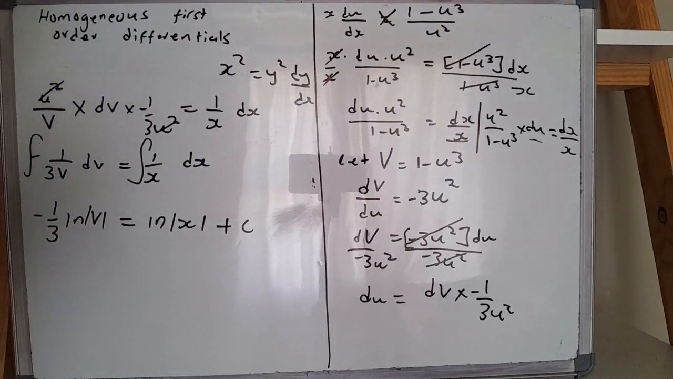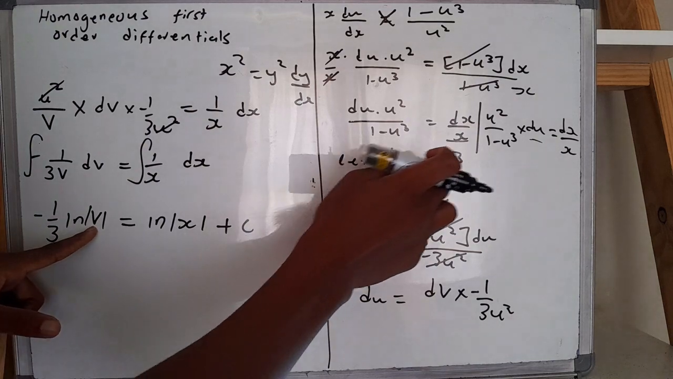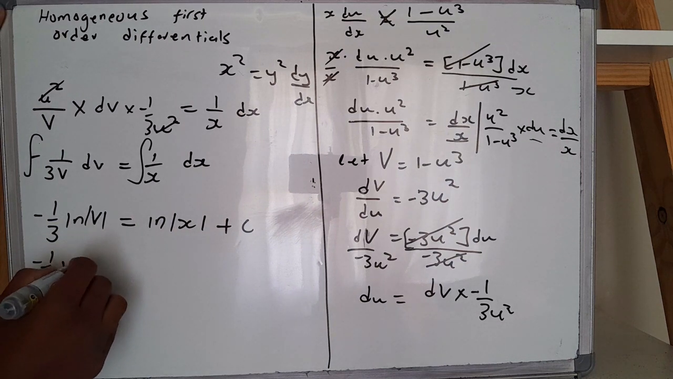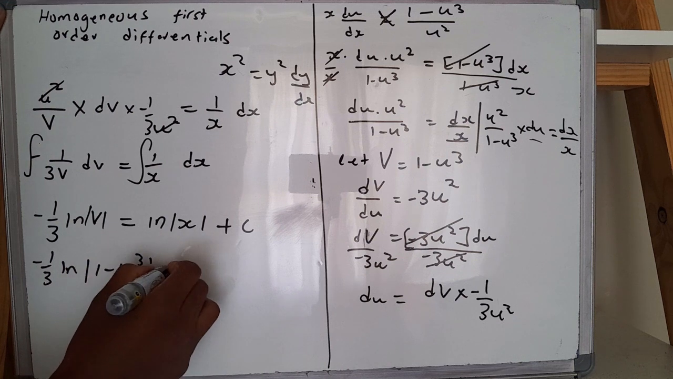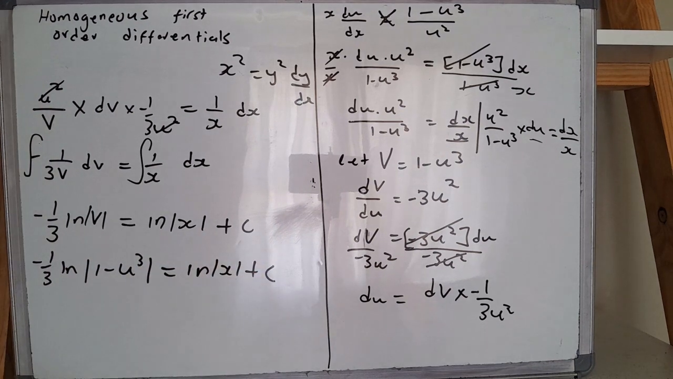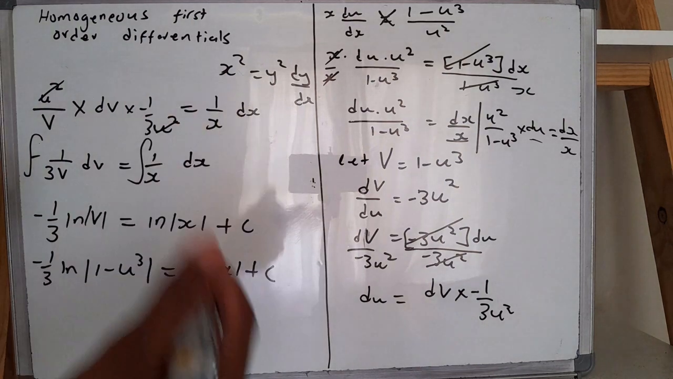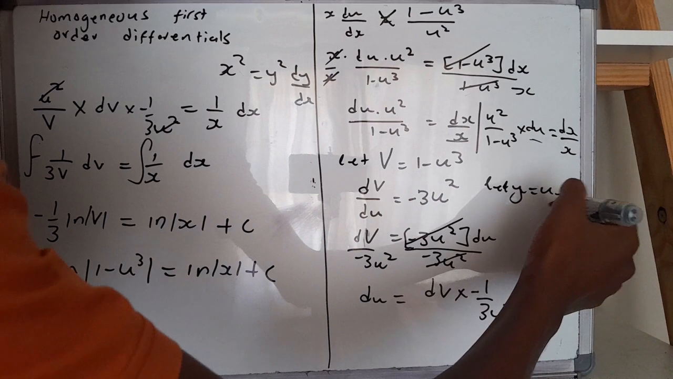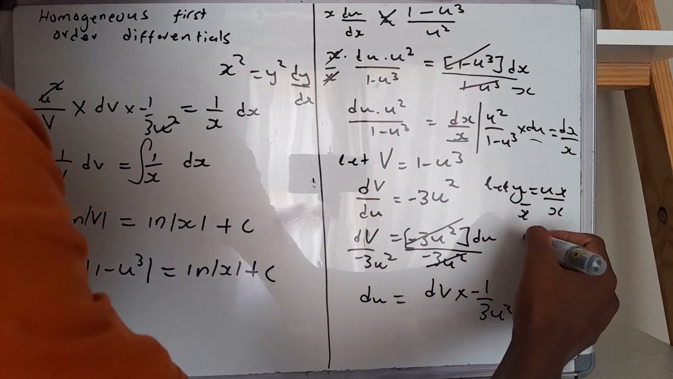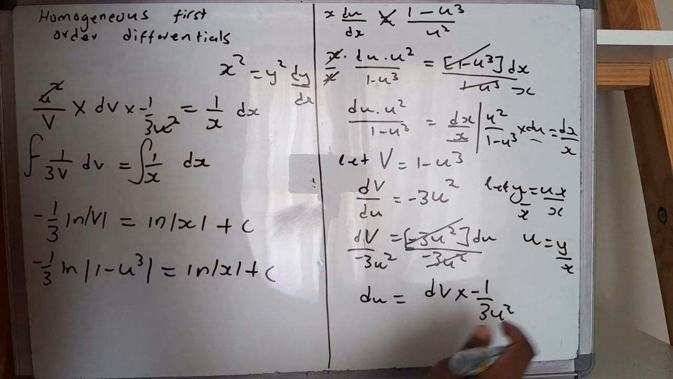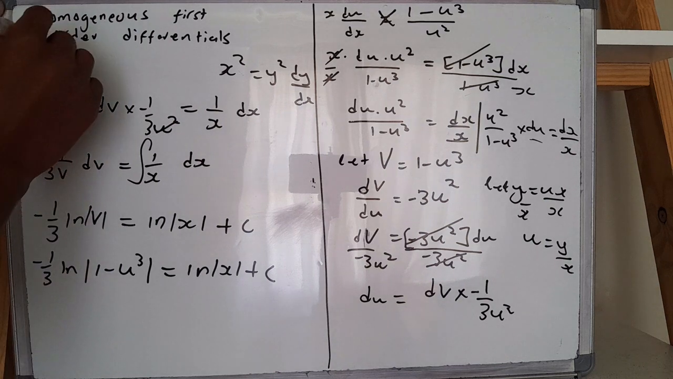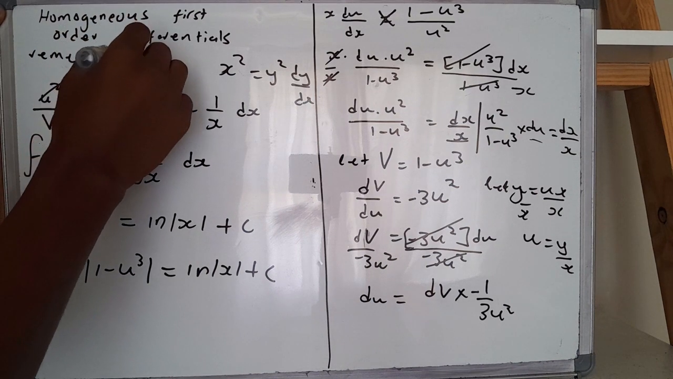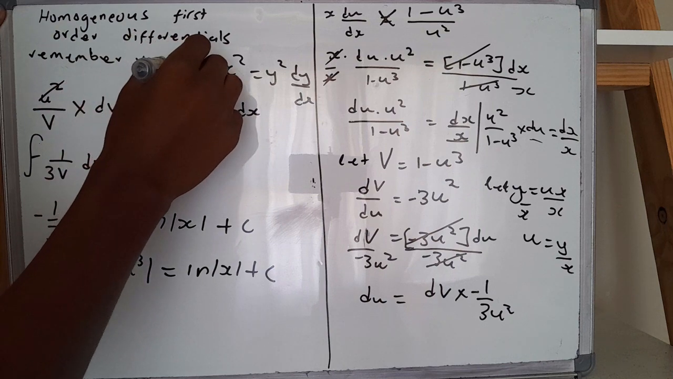Are we done? No. We said let v be what? Be that. So it means I can substitute 1 minus u to the power 3 back and say negative 1 over 3 ln of 1 minus u cubed is equal to ln of x plus c. Of course, I'm not done, because remember, we also said let y be ux. So remember, y is equal to ux. Therefore, u is equal to y over x.